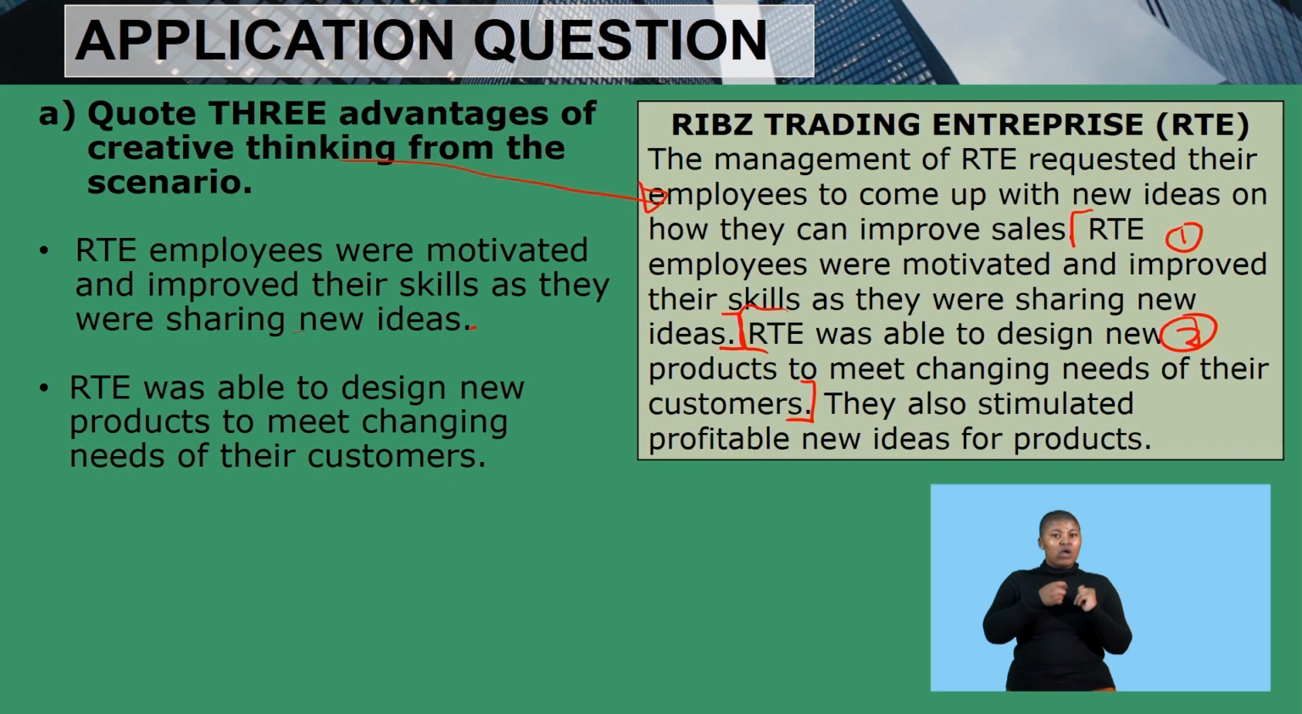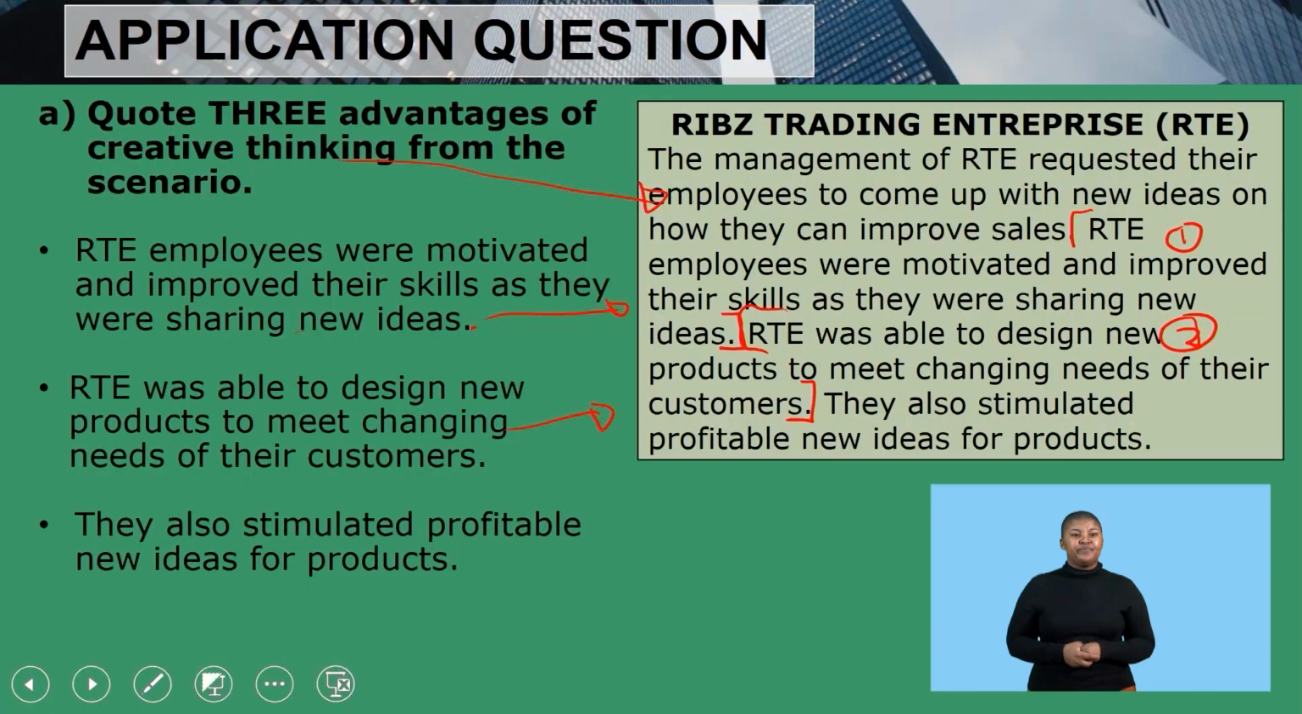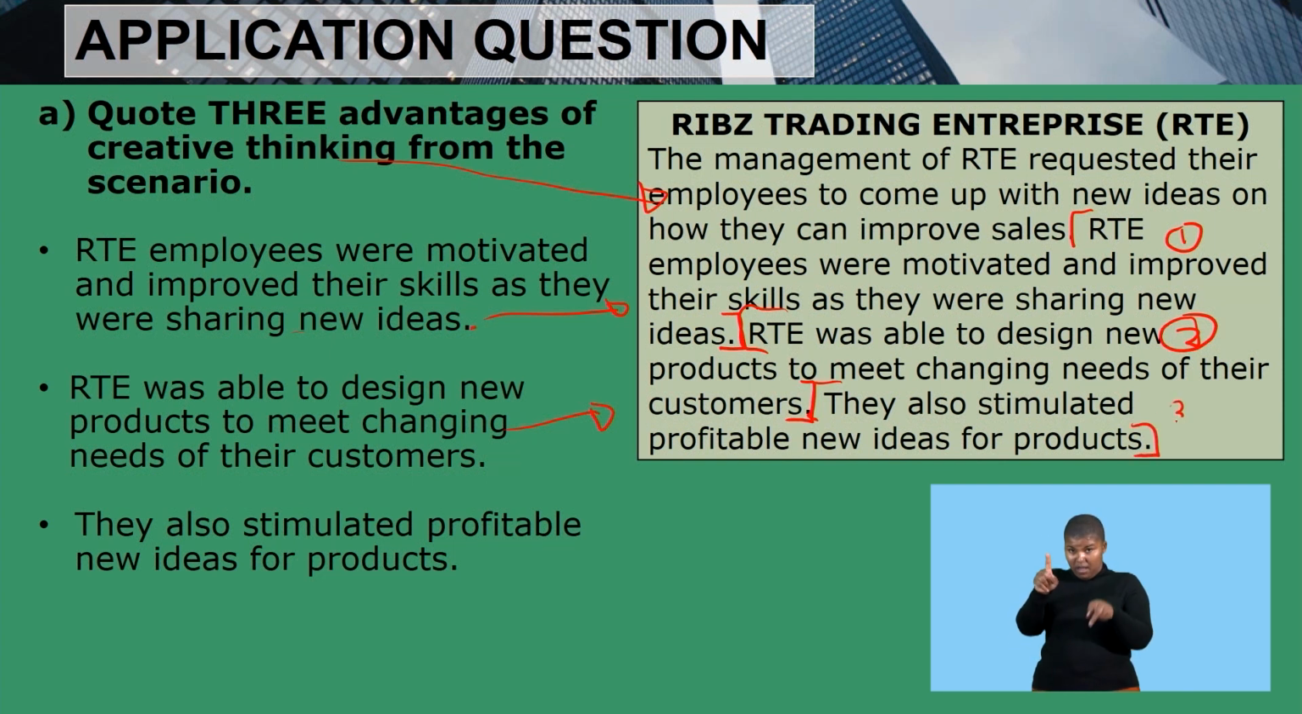I'm trying to be practical about this so that you can see that the quotations are taken straight from the scenario. Right, because remember, once you add something that is not from the scenario, or once you shorten it, then it makes the answer to be incorrect because you are not answering the question that says quote. Right, lastly, they also stimulated profitable new ideas for products. So this is the last part of the scenario, which is the third quote. So now it means you've answered the question that says quote 3 advantages of creative thinking. So you've quoted.